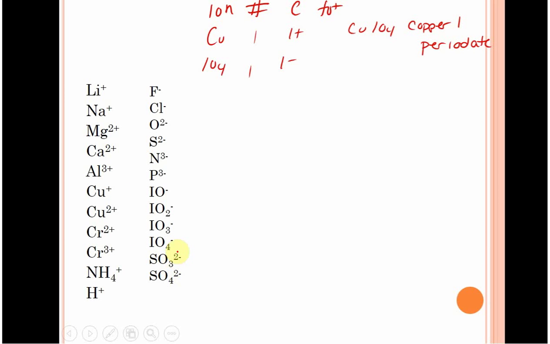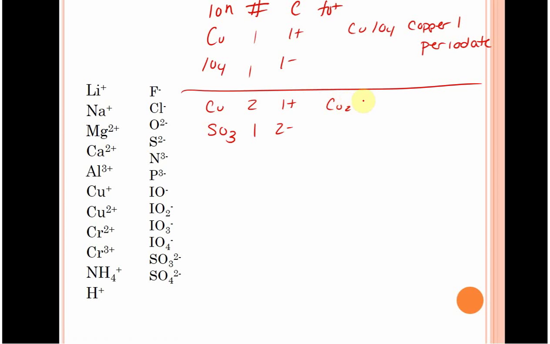Copper 1 with sulfite. Plus 1 charge, 2 minus charge. Here we're going to need lowest common denominator of 2. So we're going to have 2 and 1. This is Cu2SO3. No parentheses because there's only one sulfite ion. This is copper 1 sulfite.